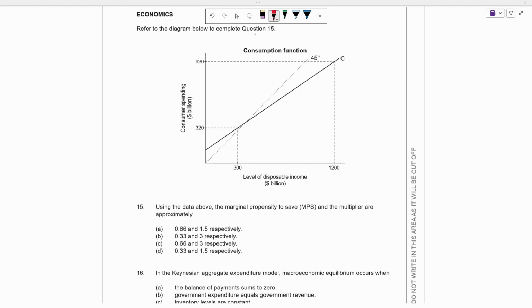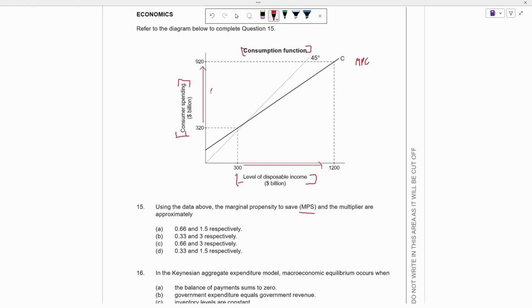Refer to the diagram below to complete question 15. Using the data above, the marginal propensity to save and the multiplier are approximately, so they gave us the consumption function diagram, and they gave us the level of disposable income and consumer spending. So by using this diagram, we can figure out the MPC. And why? Well, because what is the MPC? The MPC is equal to the proportion of the increase in disposable income that is spent on goods and services. So to figure out the MPC, it's simply the increase in consumer spending divided by the increase in the level of disposable income. Let's do that.